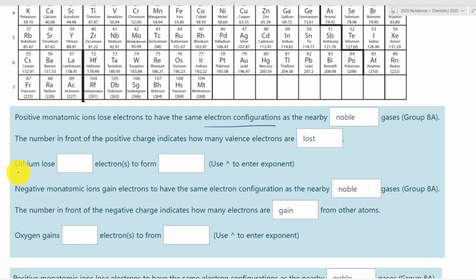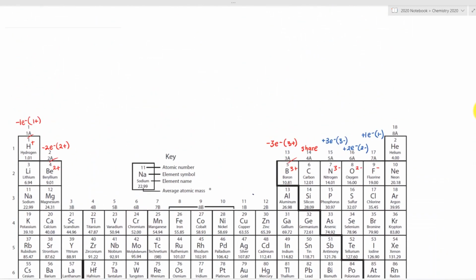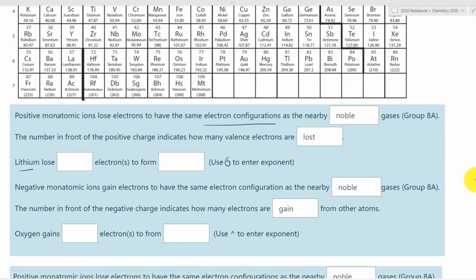So in this case, we have lithium, okay? Lithium loses blank electron to form blank. And we are going to use the caret symbol to enter our exponent. So in this case, let's go back and look at lithium. Lithium is in group 1A. So therefore, it's going to lose one electron. So it loses one electron.